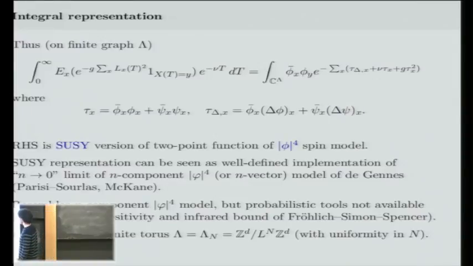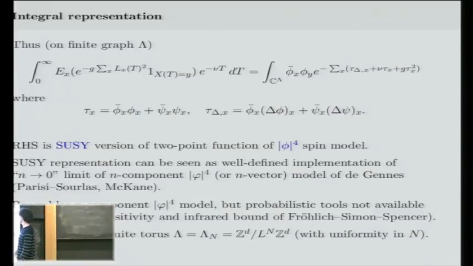So nonetheless, even though this resembles the phi-4 model, in this way key methods are of course not available because this is not a probability measure anymore. So one of the challenges is to use methods that continue to hold even though this is not a probability measure anymore.